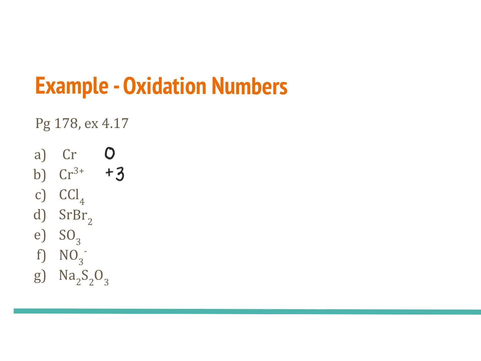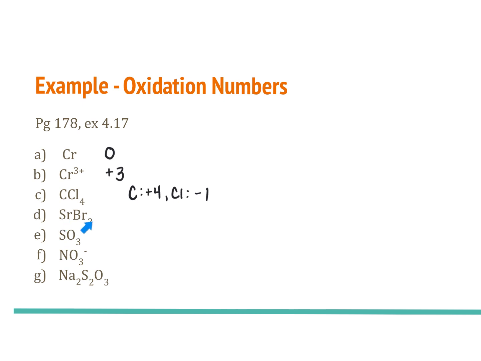Now we get to the next one, and when I assign oxidation numbers, I usually start with the most electronegative element first. In this problem, chlorine is the most electronegative element, and when it has a charge, it tends to form a charge of -1. So if chlorine's oxidation number is -1, and there are 4 of them, then carbon must have an oxidation number of positive 4, because in this neutral molecule, the total oxidation numbers have to add up to 0, kind of like charges do in an ionic compound.